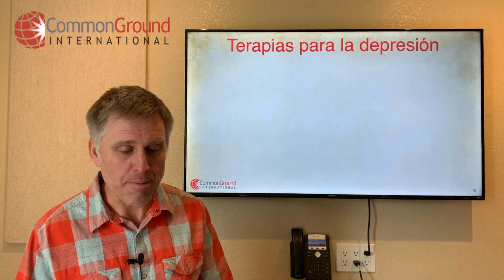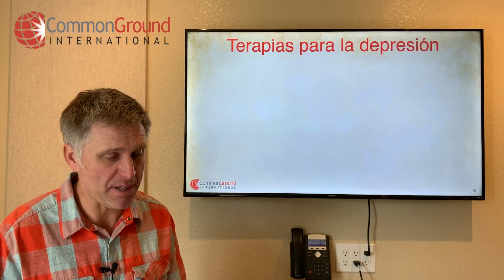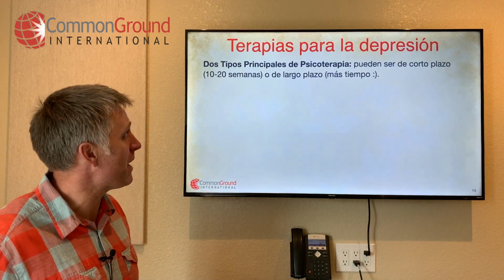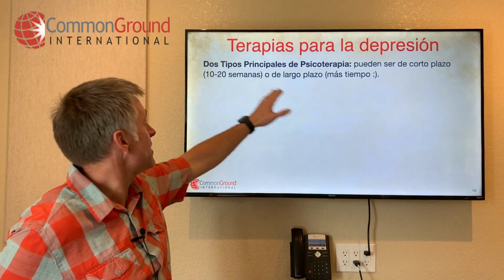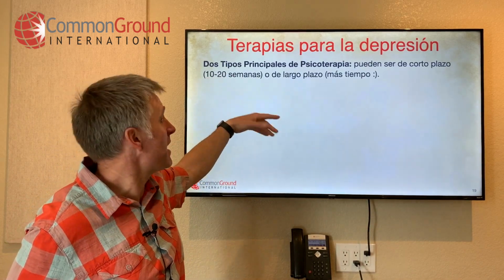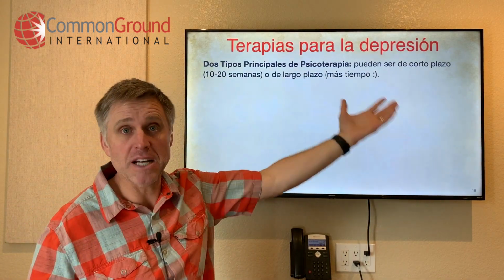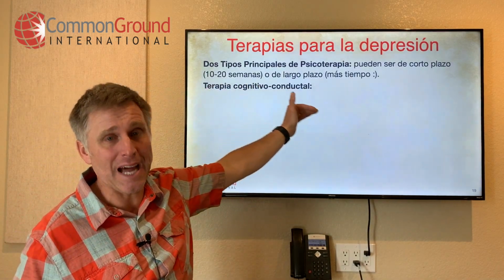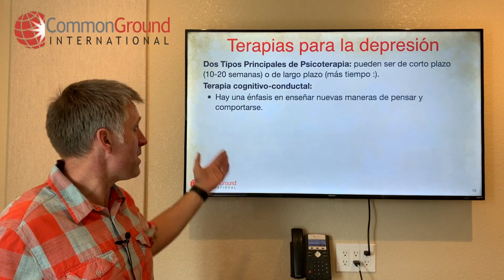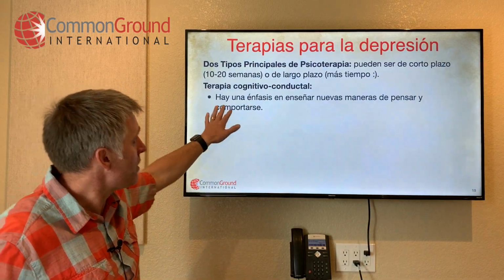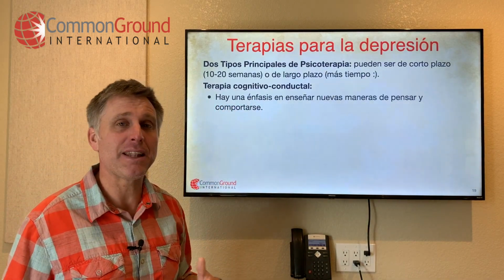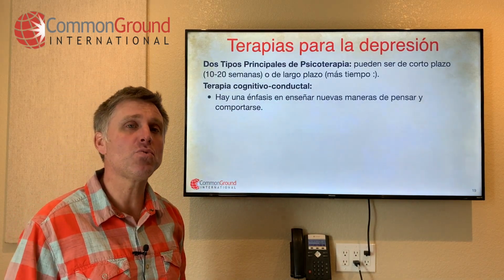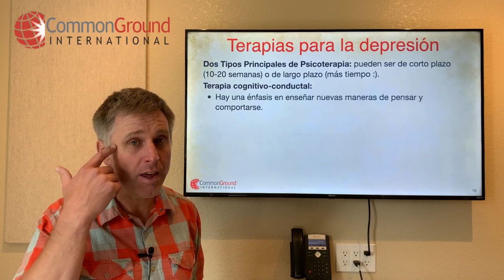Bien. Terapias para la depresión. Terapias. Dos tipos principales de psicoterapia we're going to talk about. Y los dos pueden ser de corto plazo, 10 a 20 semanas, o de largo plazo, más tiempo. ¿Sí? So, tenemos terapia cognitivo-conductual. Y en terapia cognitivo-conductual hay un énfasis en enseñar nuevas maneras de pensar y comportarse. So the emphasis is on new ways, teaching new ways to think and behave.